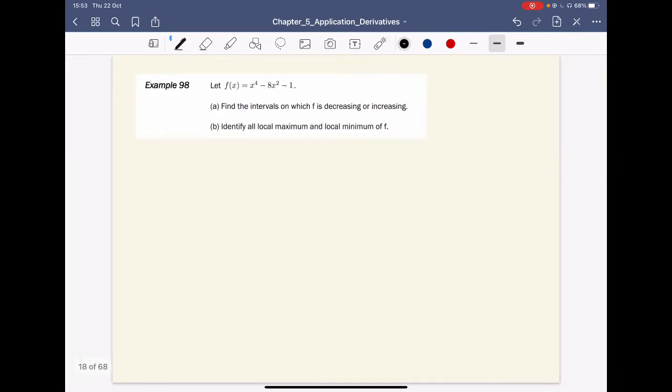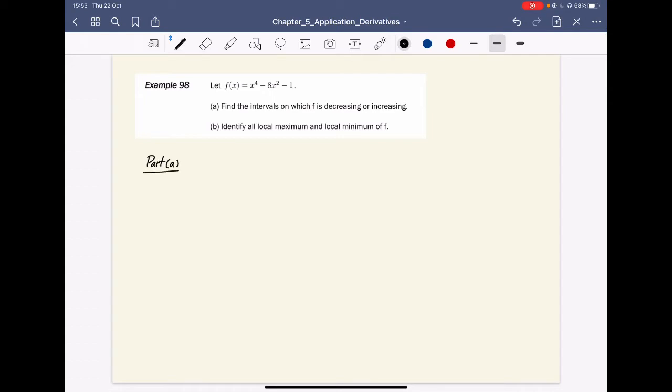So example 98. We let f(x) be x to the fourth power minus 8x squared minus 1. So this is my function f. I want to find the intervals on which f is decreasing or increasing. So that is part A. Well, we have the function f.